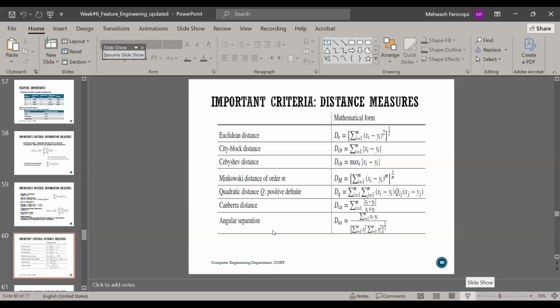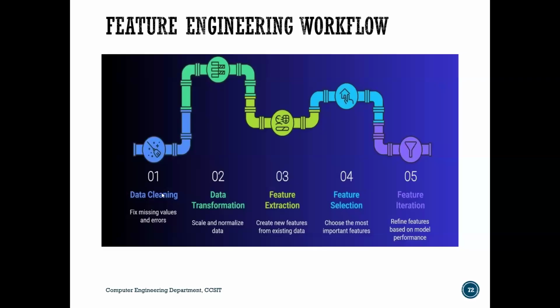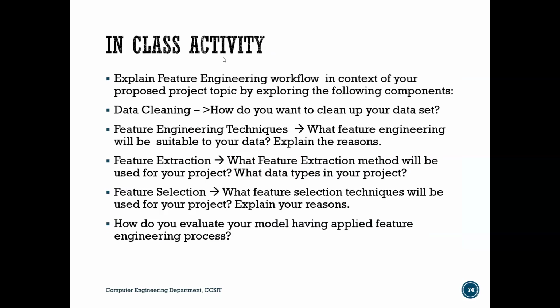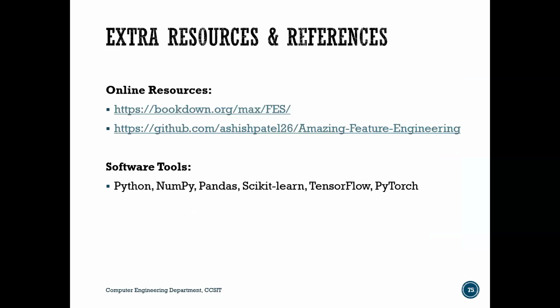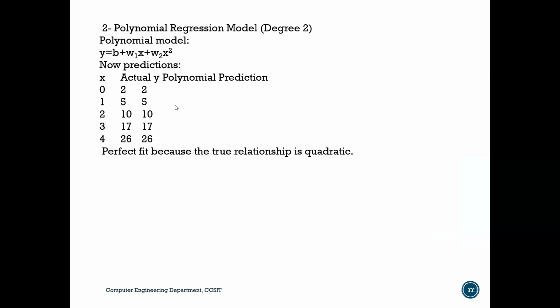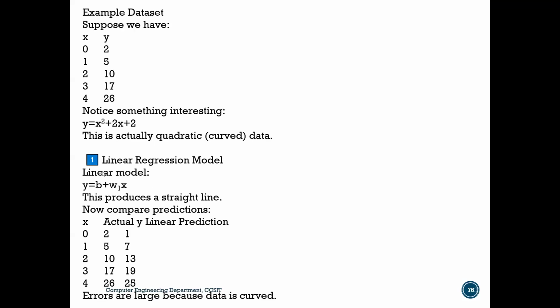The real world practical workflow: data cleaning, data transformation, which we have done already. These are the iterative processes of feature engineering. That's it. In the class activity, you can explain feature, data cleaning, and feature engineering techniques. These are the online resources, and these are the things I added extra here. How will you get polynomial regression? How will you get linear regression? This is the example here. Simple.